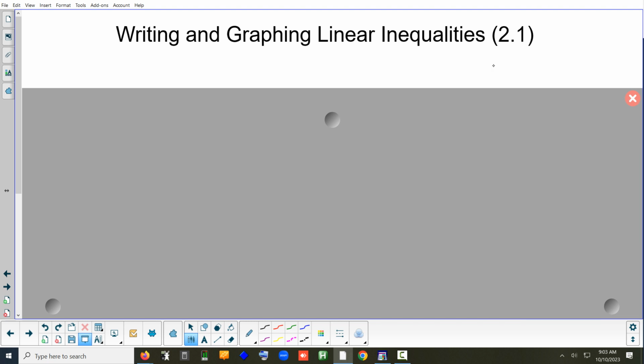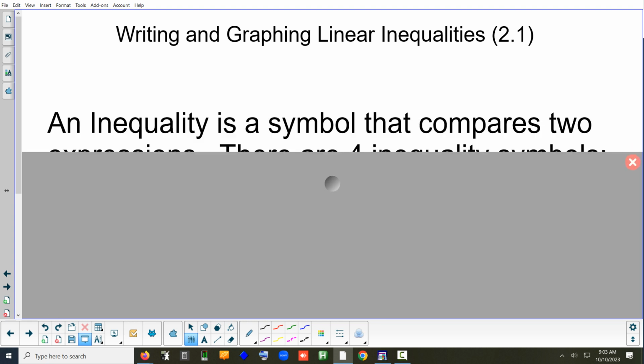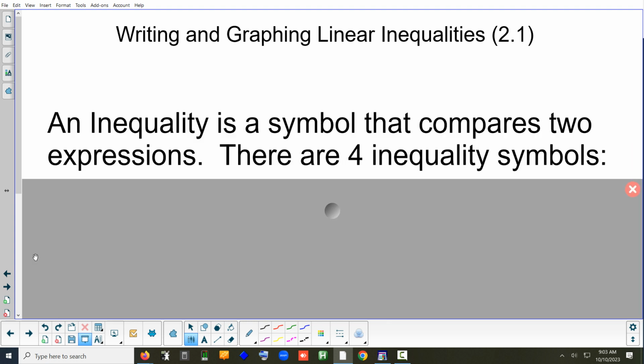Okay, so we're going to start looking at chapter 2, which is on inequalities. We talked a little bit about what those symbols were. We're going to write them down again, just so you have them in your guided notes. An inequality is a symbol, and then what you want to write down is the underlined part. An inequality is a symbol that compares two expressions.